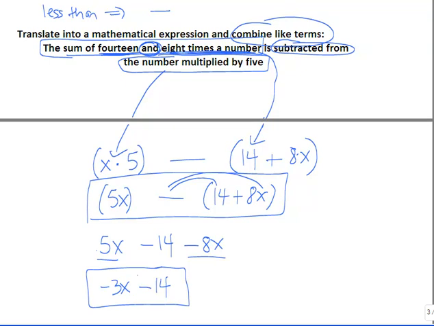Okay, that ends our notes on translating words into expressions and equations. Good luck.